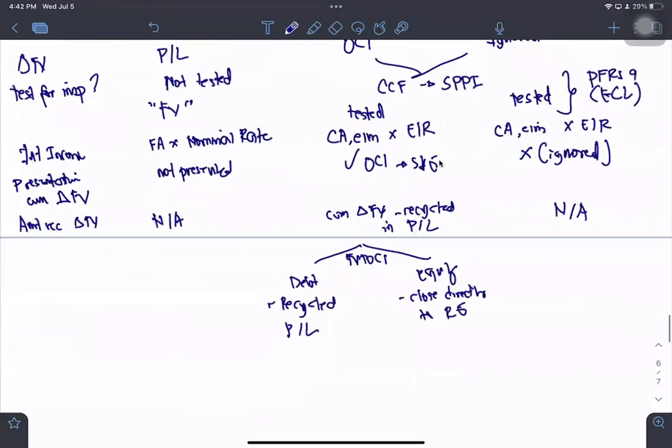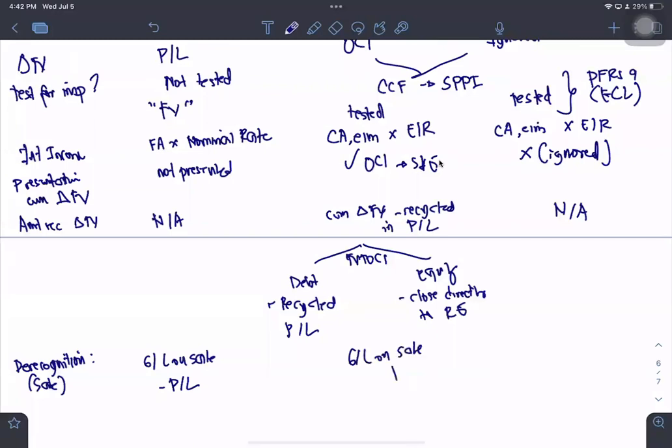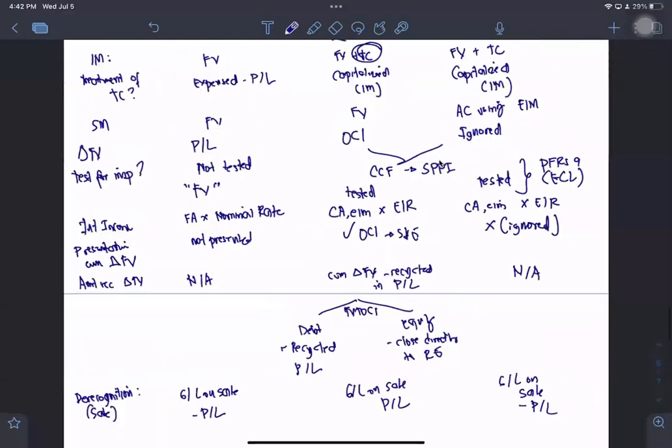How about your derecognition? When we talk about derecognition, this is the sale of your financial asset. So if you will sell now your financial asset, FVTPL, the gain or loss on sale will be placed under profit or loss. FVTOCI, the gain or loss on sale will be placed under profit or loss. And for amortized cost, the gain or loss on sale will be placed also in your profit or loss. Okay, so these are the differences of the three.